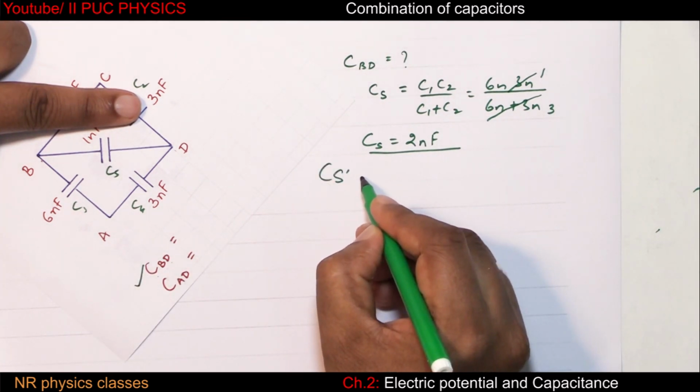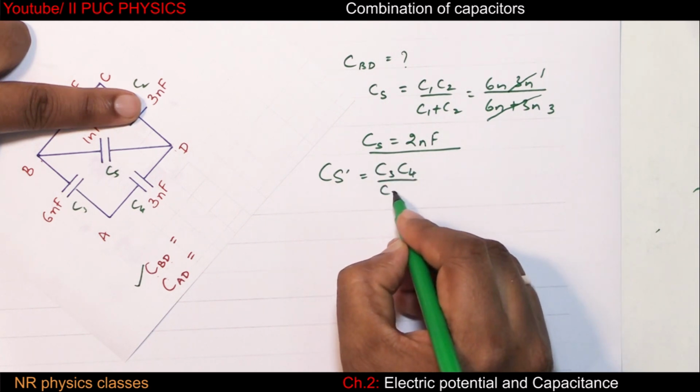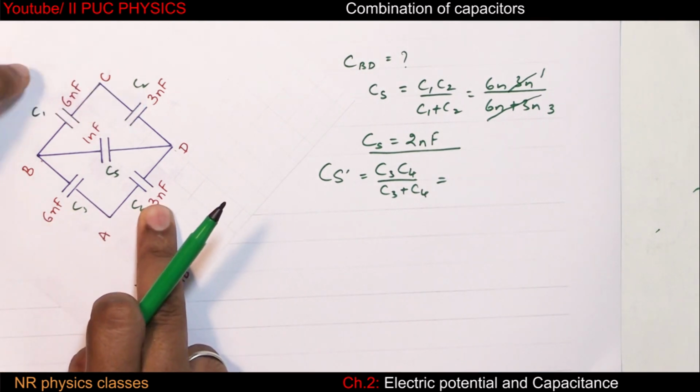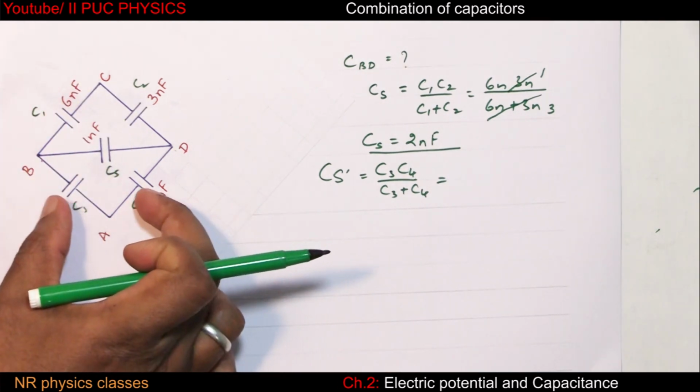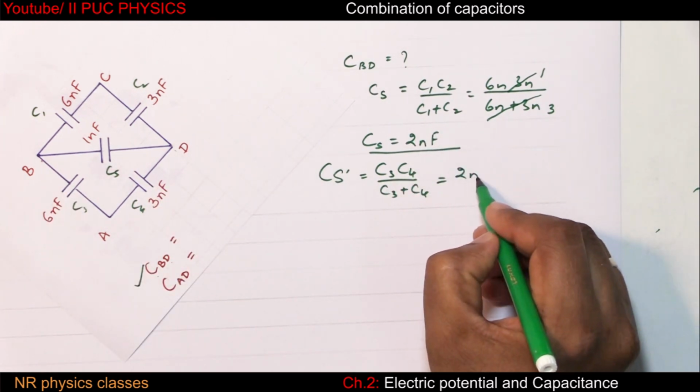CS dash equals C3 C4 by C3 plus C4. 6 and 3, here also 6 and 3. Therefore, the series of these two should also give 2 nanofarad.